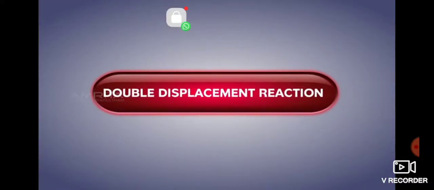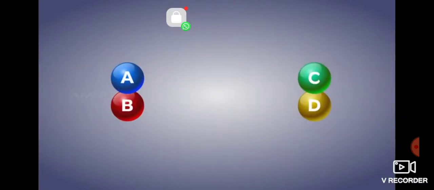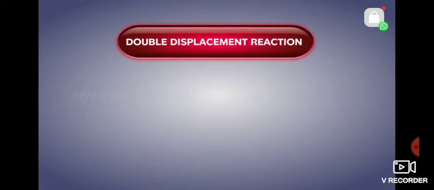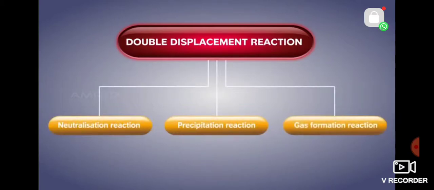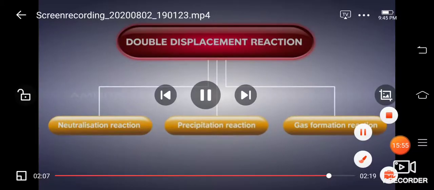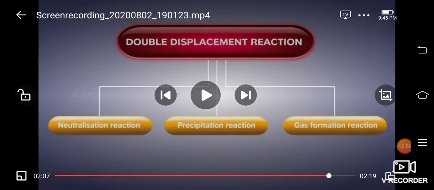Double displacement reactions may be defined as the chemical reactions in which one component of each of both the reacting molecules gets exchanged to form the products. Double displacement reactions can be further classified into three types: neutralization reaction, precipitation reaction and gas formation reaction. This you don't have in your syllabus now. So I think this will be enough for you to understand.